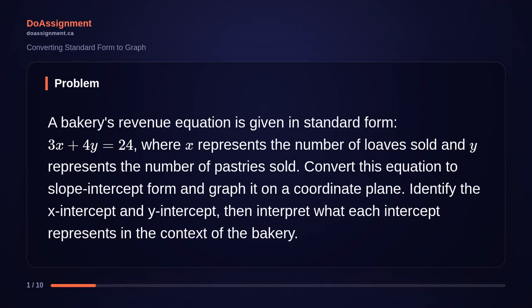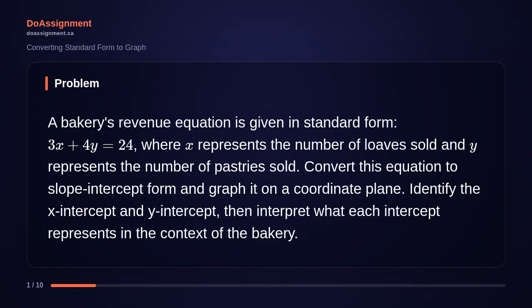A bakery's revenue equation is given in standard form: 3x plus 4y equals 24, where x represents the number of loaves sold and y represents the number of pastries sold. Convert this equation to slope-intercept form and graph it on a coordinate plane. Identify the x-intercept and y-intercept, then interpret what each intercept represents in the context of the bakery.